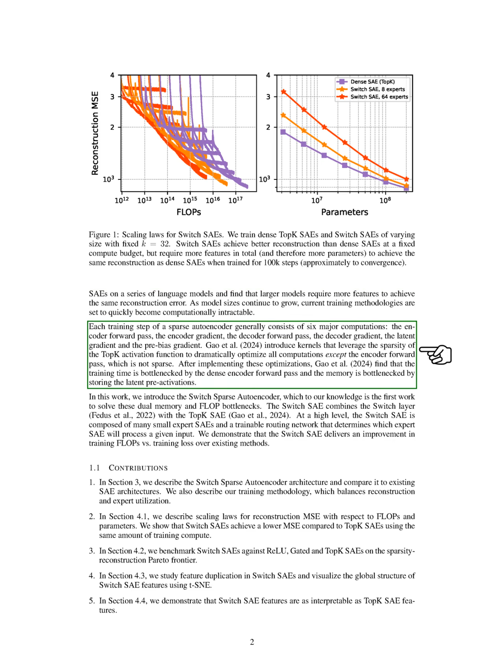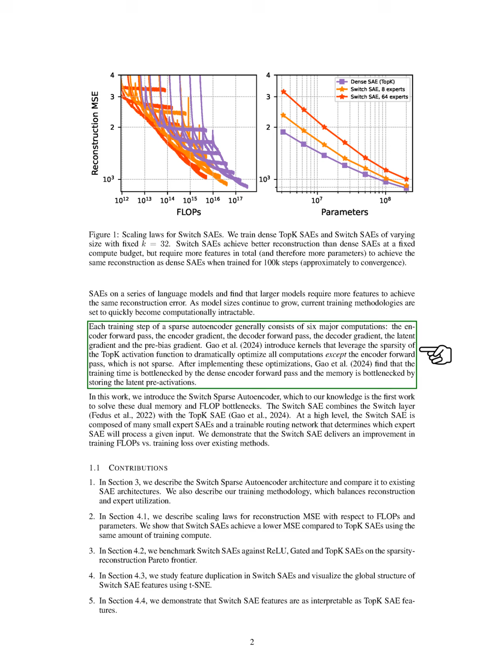Each training step for a sparse autoencoder typically involves 6 key computations: the encoder's forward pass, the encoder's gradient, the decoder's forward pass, the decoder's gradient, the latent gradient, and the pre-bias gradient. We introduce kernels that take advantage of the sparsity in the top K activation function to optimize all computations except for the encoder's forward pass, which remains dense.